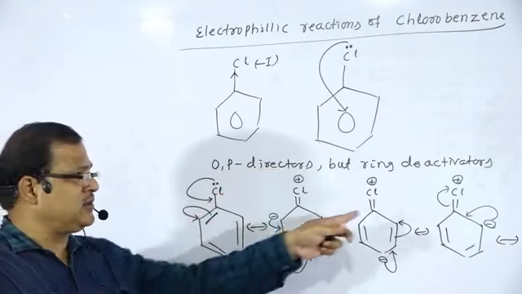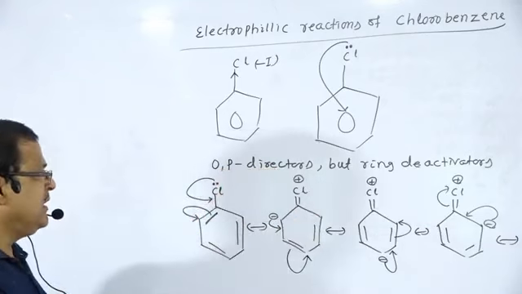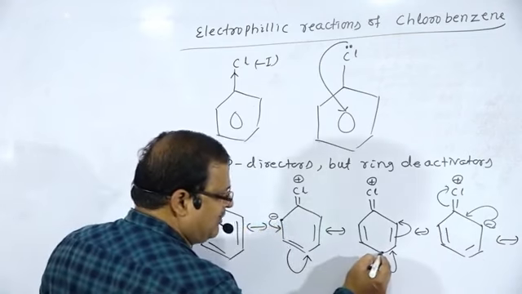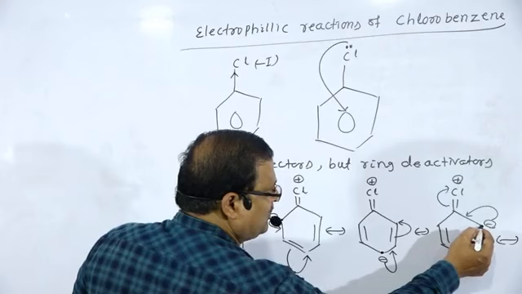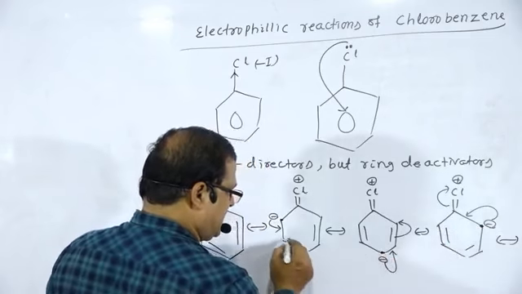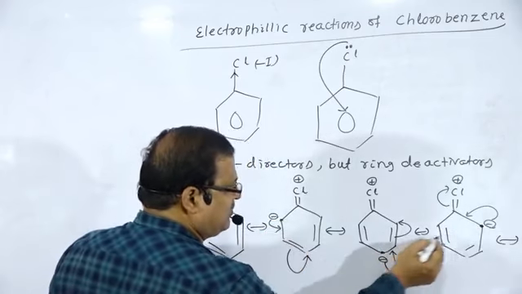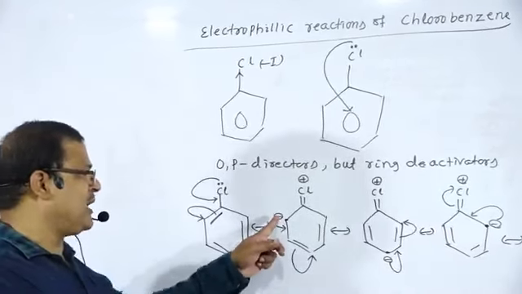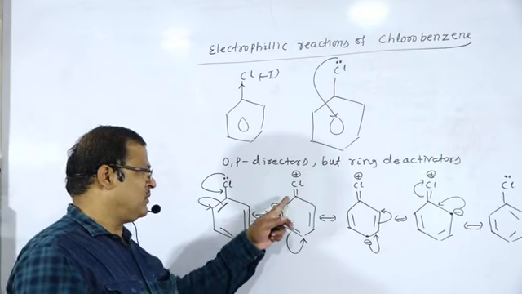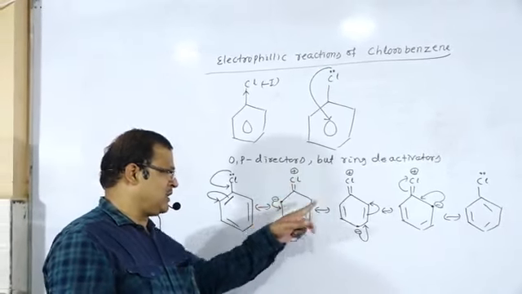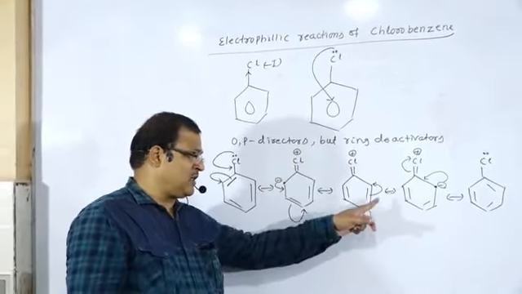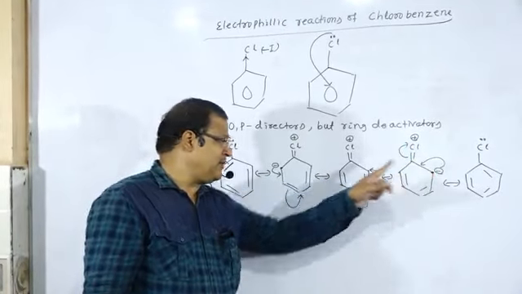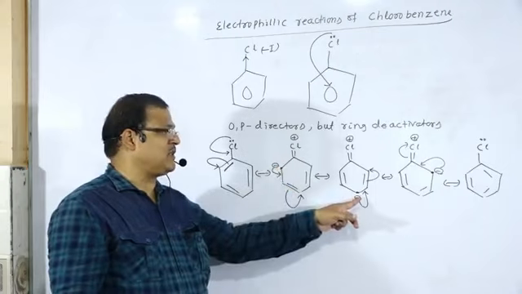You will write down the resonating structure for chlorobenzene. You will mark the negative charge at the ortho position, at the para position, and at the other ortho position, that is, the electron density becomes more. Comparatively, the electron density becomes more at the ortho position with respect to chlorine and the para position with respect to chlorine. So electron density becomes more at ortho and para positions.